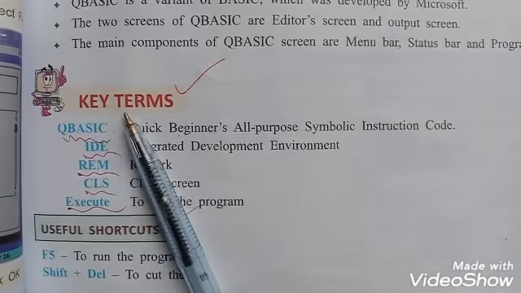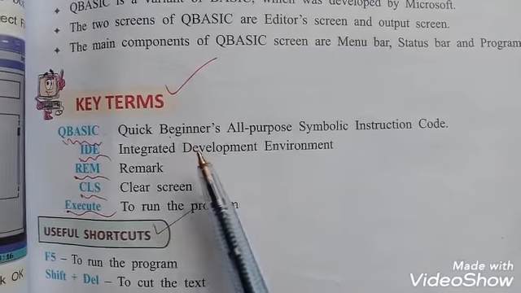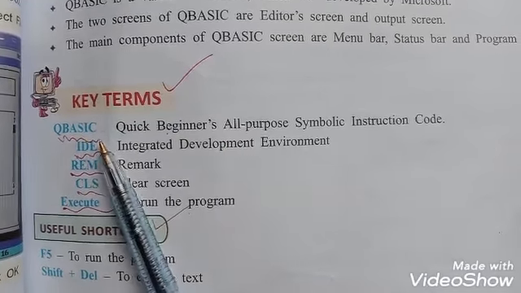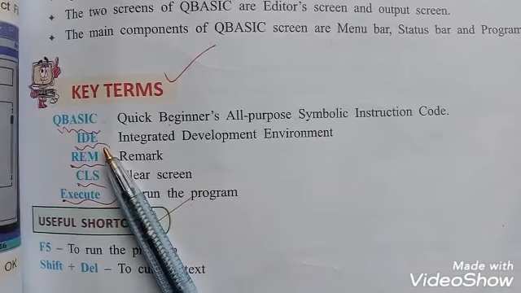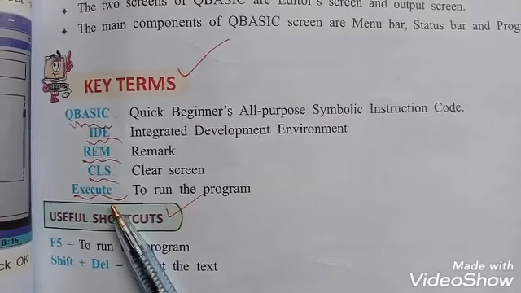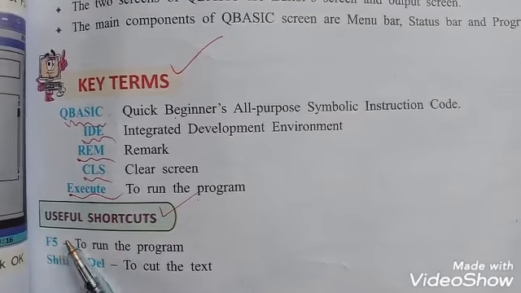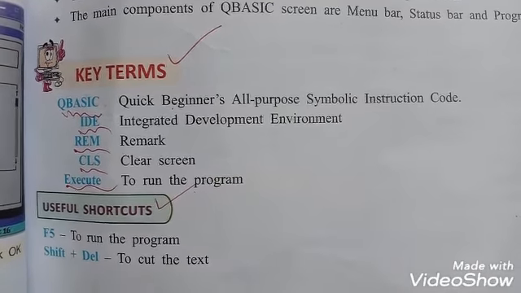Grade 7th, now we are going to start the exercise of chapter number 5. Students will highlight key terms and learn them. First one is QBasic. IDE, RAM, CLS, execute. Shortcut keys F5, Shift plus Del.